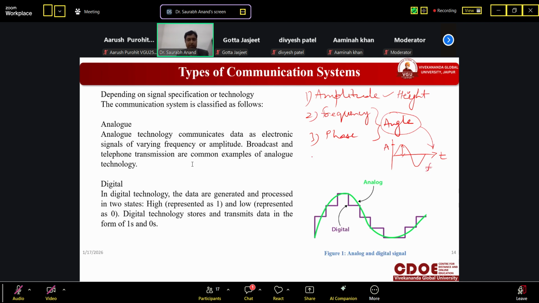Because we know the direct relationship between time and frequency, f equals 1 upon T. We have already studied this in physics or science, right? So frequency is the reciprocal of time, and using time we can find the frequency. Similarly, phase is basically the angle. Combined, they come under angle, because when we talk about the types of modulation, we have two types: amplitude and angle modulation.